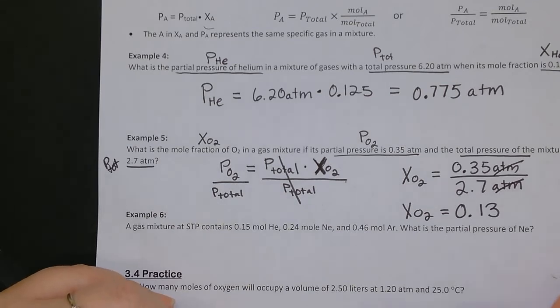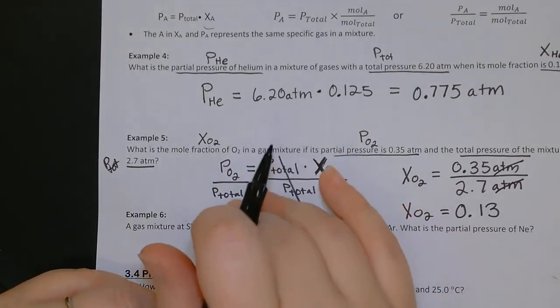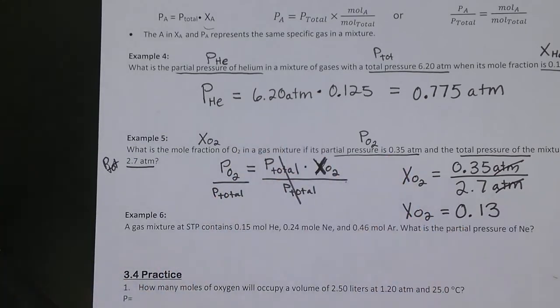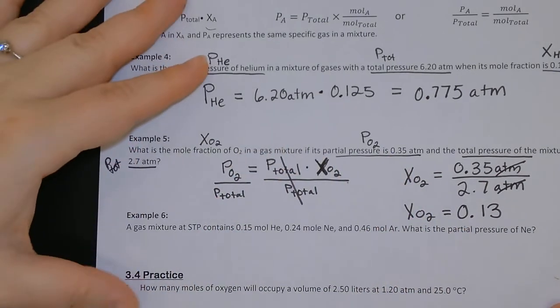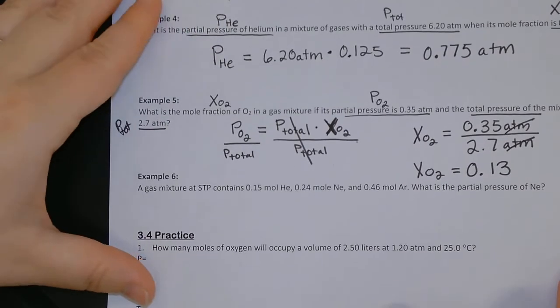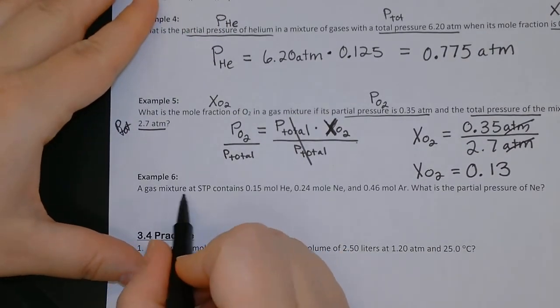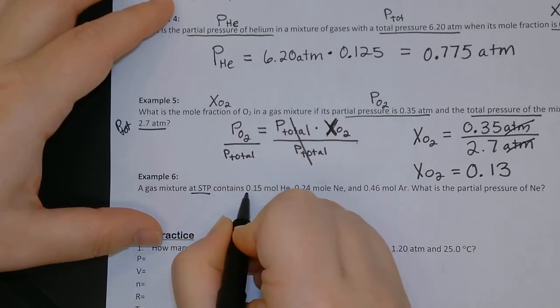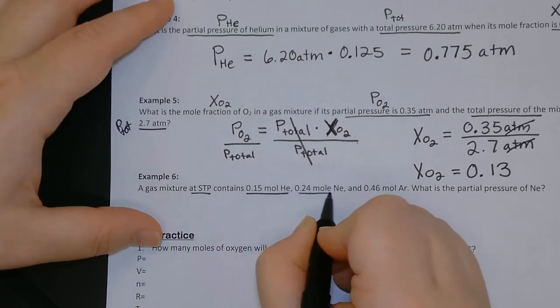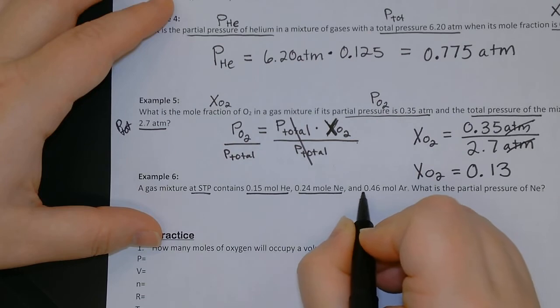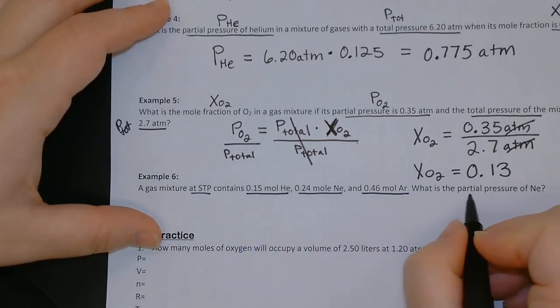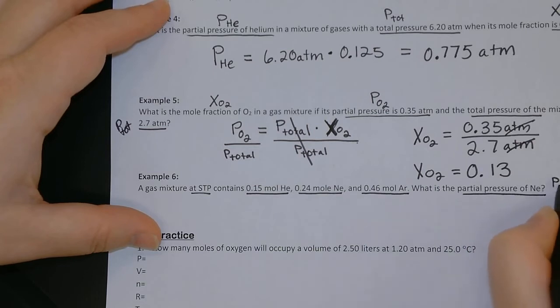Well, that's pretty straightforward, right? So we can set up a fraction using the pressures or using moles. We have options now. Let's take a look at one more question here. It says a gas mixture at STP contains 0.15 moles of helium, 0.24 moles of neon, 0.46 moles of argon. So we're given moles of each chemical. What is the partial pressure of neon?